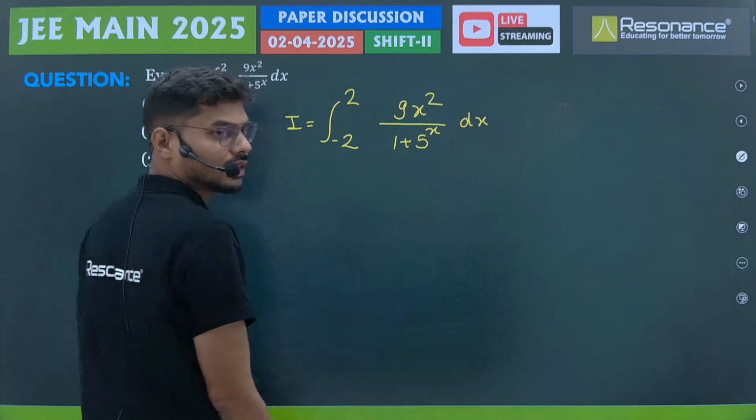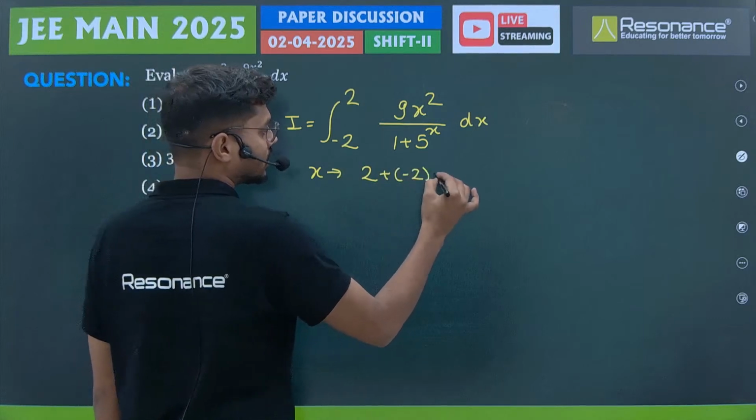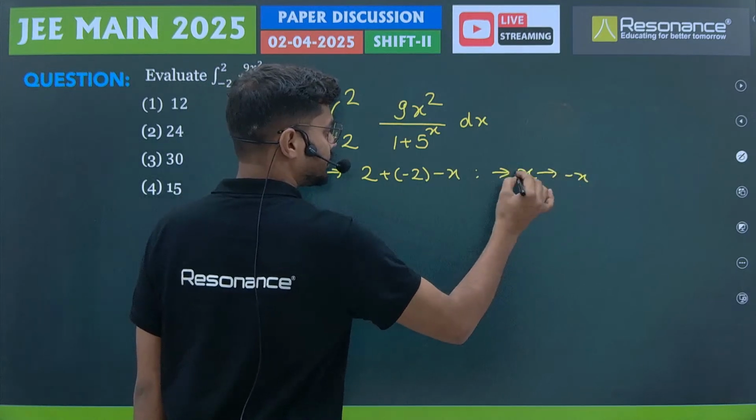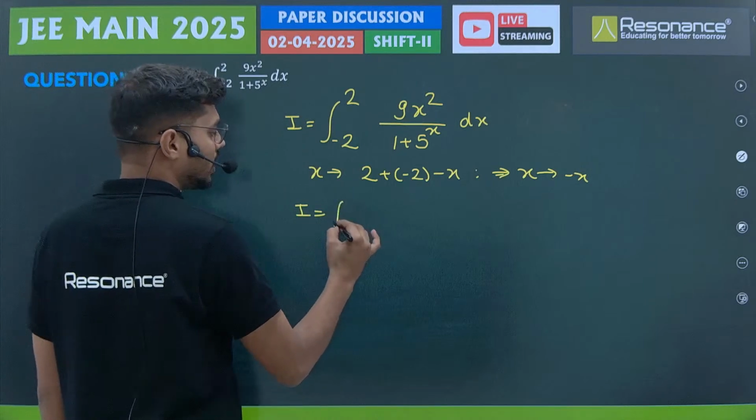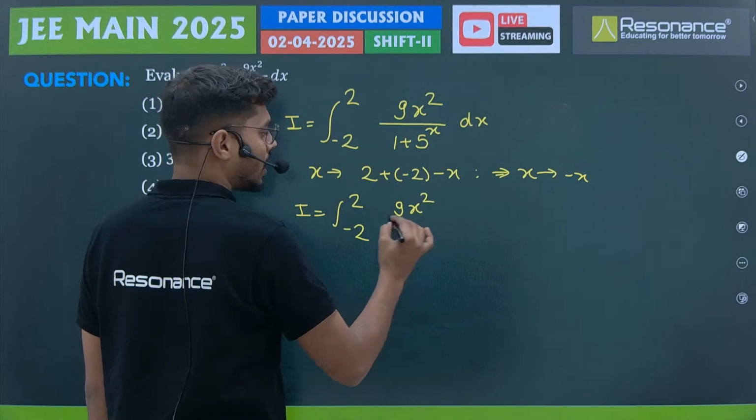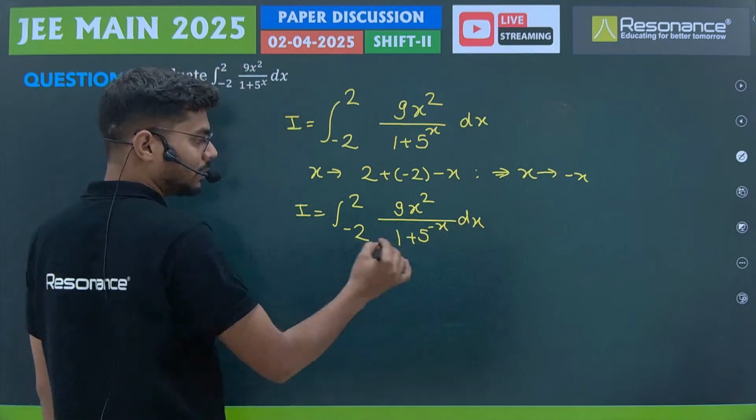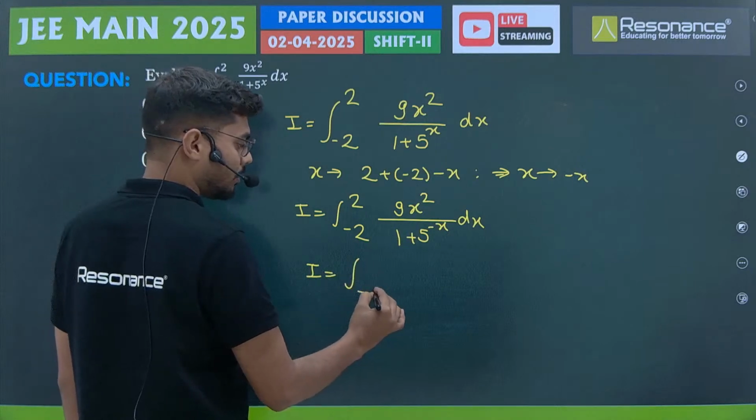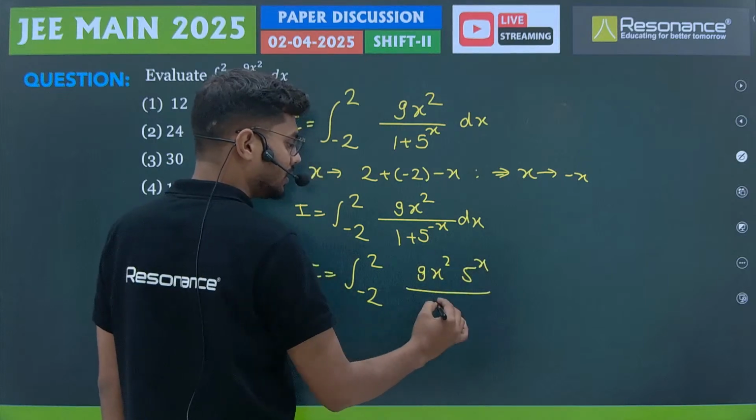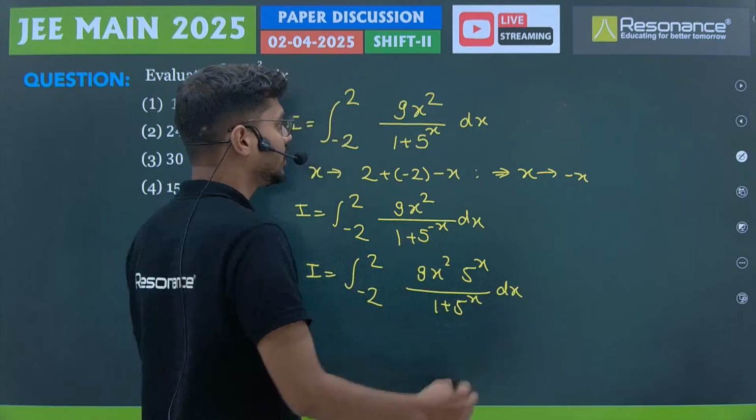I can use the King's property here. I can replace x with upper limit plus lower limit minus x, which is basically replacing x with minus x, right? If I replace x with minus x, what is going to happen? Minus 2 to 2, 9x square upon 1 plus 5 to the power of minus x. Can I write 1 upon 1 plus 5 to the power of minus x as 5 to the power of x upon 5 to the power of x plus 1? I just took the reciprocal of 5 to the power x.